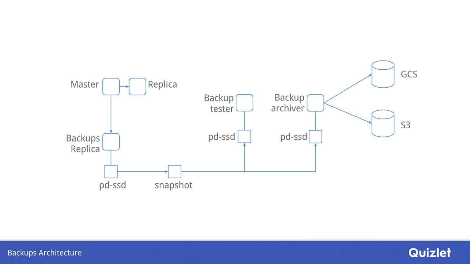So this is what our architecture looks like. As I mentioned, we have this backup replica. This has an SSD that we're snapshotting. And then we do a couple things with this drive. We take the snapshot, we turn it into a disk, and then we mount it on 2 other machines. So first is a backup tester. All this machine does is it looks for an untested backup. It brings it in, it mounts the drive, and it does the MySQL recovery.